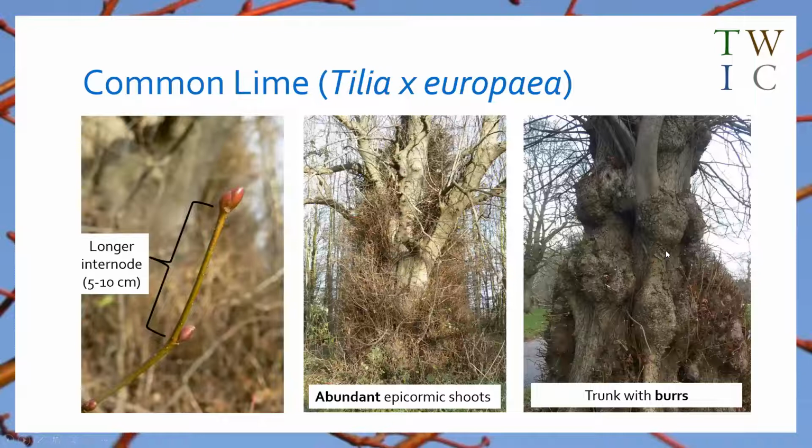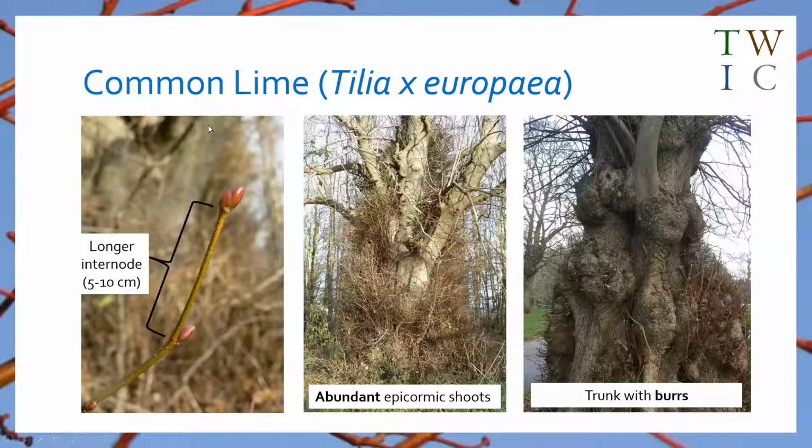Common lime is perhaps the most easy of the three to tell apart. The characters you want to look for, at the base of the trunk, there'll be lots of shoots, so abundant epicormic shoots, as you can see in the centre picture. So these are really new growths, but instead of being, as they usually are, a branched growth form, they're actually coming out of the trunk itself, and often it's a mass of them, as you can see here. So this feature is typical of where you have common lime. They also often have burrs, so these growths on the trunk, and sort of knobbles. That's also typical of common lime.